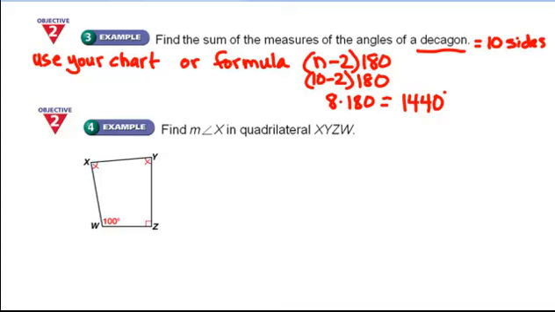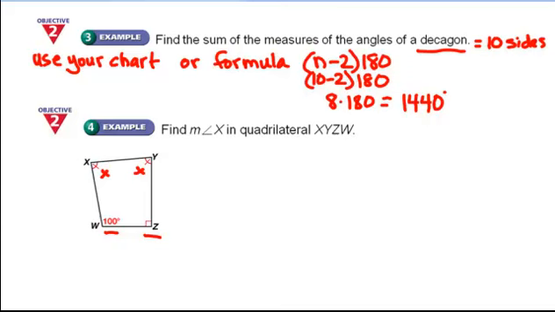So I'm going to take all these angles and add them up. Now, I know angle W is 100 degrees. I know angle Z is 90 degrees. What I don't know is angle Y and angle X. I don't know them, there's no marks. But I do notice that angle X and angle Y have the same markings. They have the same tick marks, which means they're equal. So because they're equal, I'm going to give them both a value of x.